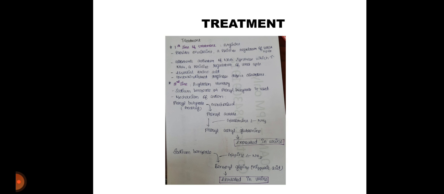Coming on to the sodium benzoate. This sodium benzoate combines with glycine. Where does this glycine come from? Ammonia. And glycine is a non-essential amino acid, which you all know. So it combines to form benzoyl glycine, which is called hippuric acid. This hippuric acid will be excreted in the urine. This is the treatment of urea cycle disorders.